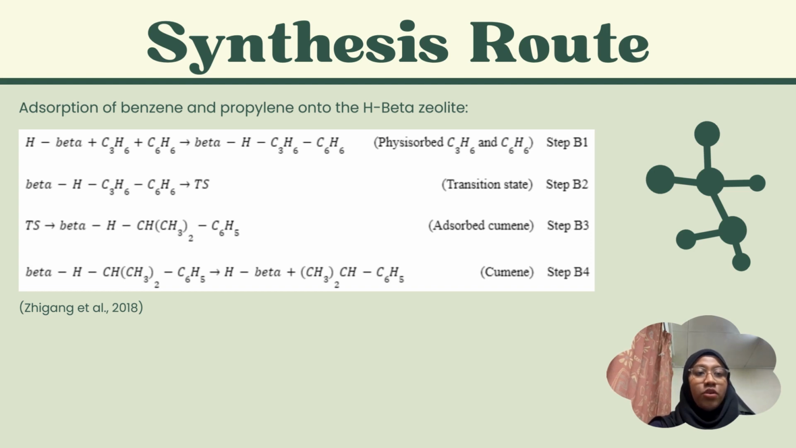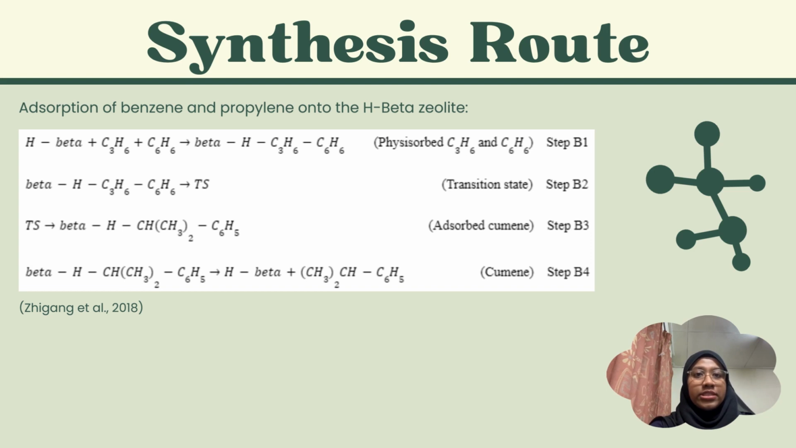Next is the concerted mechanism. The co-adsorption is similar to the propylene adsorption observed in step B1 of the consecutive mechanism, confirming the weak adsorption of benzene on the zeolite. The propylene adsorption on the proton site of the zeolite closely resembles that in the consecutive mechanism pathway. Step B2 involves the concurrent processes of protonation and alkylation through a transition state.